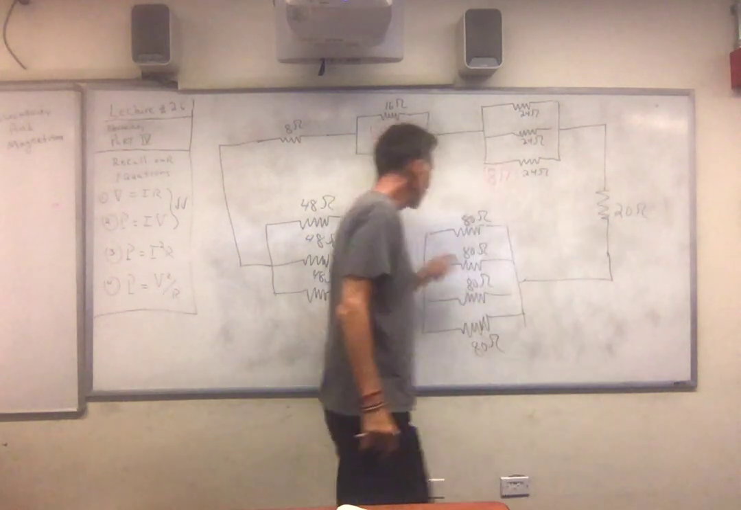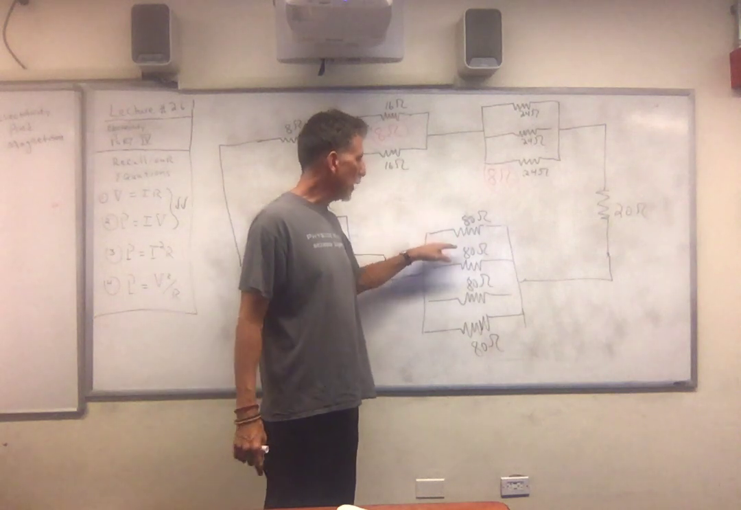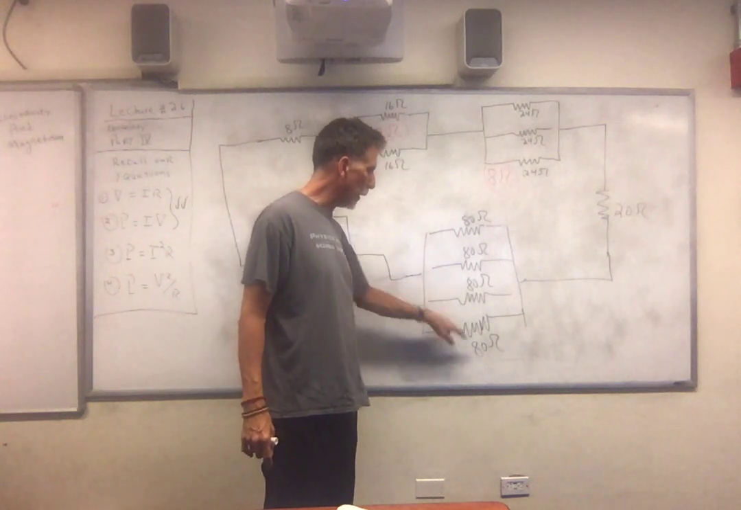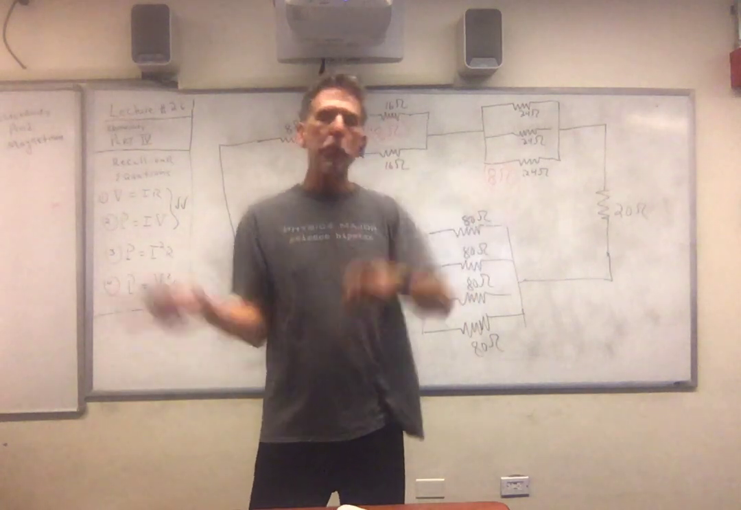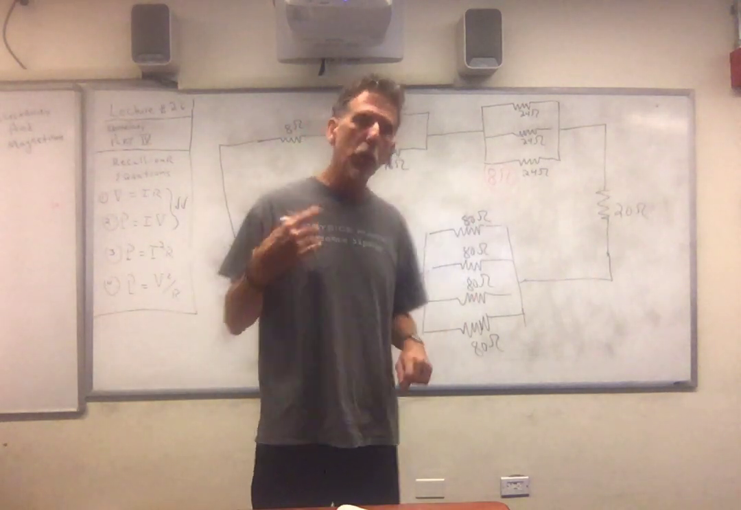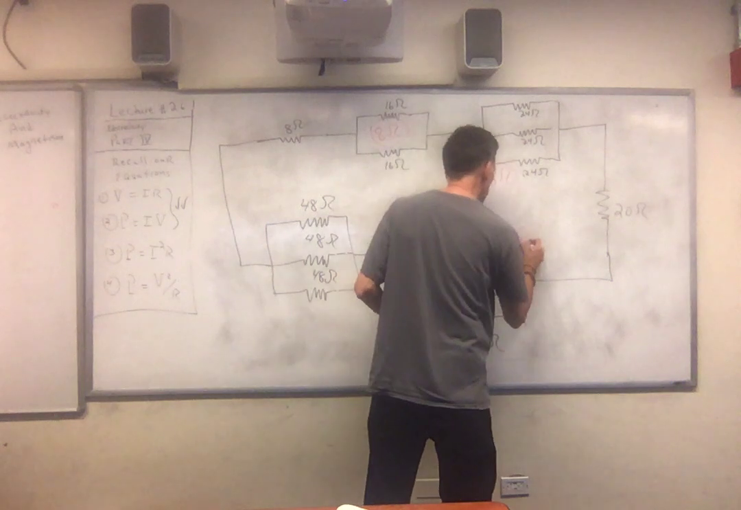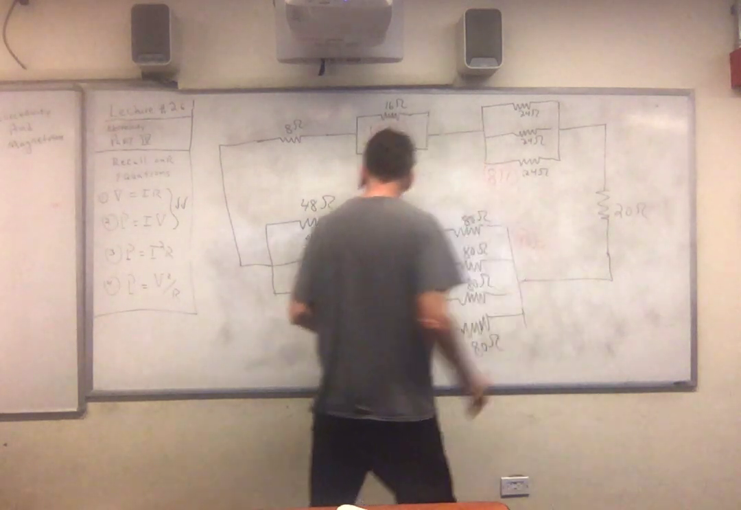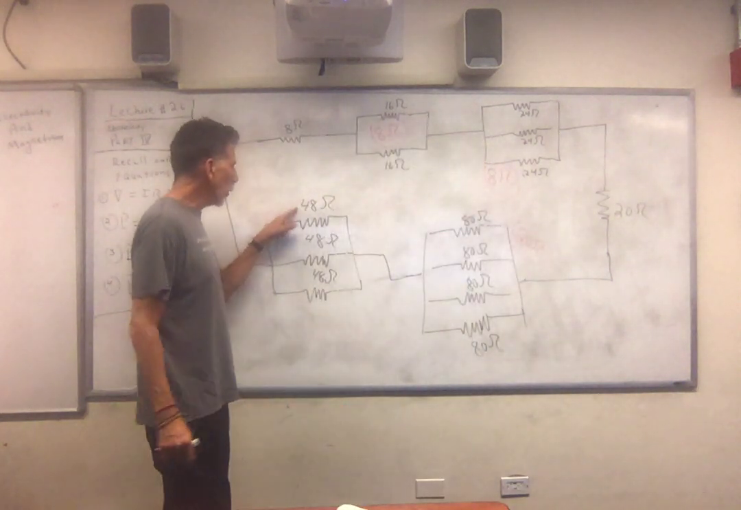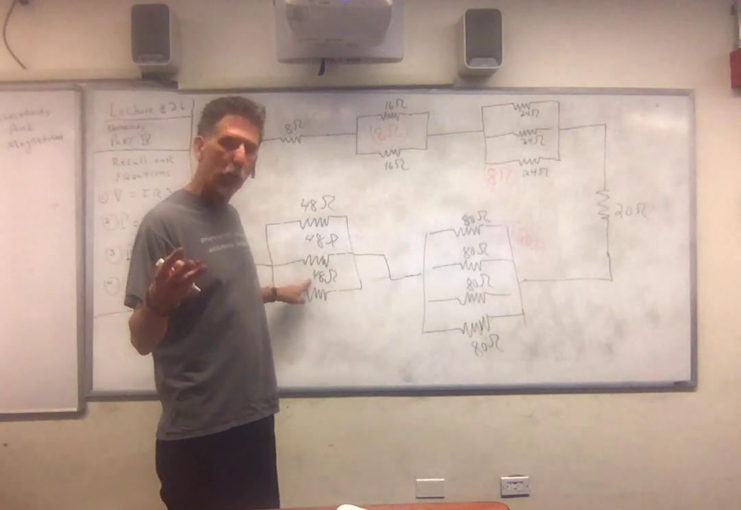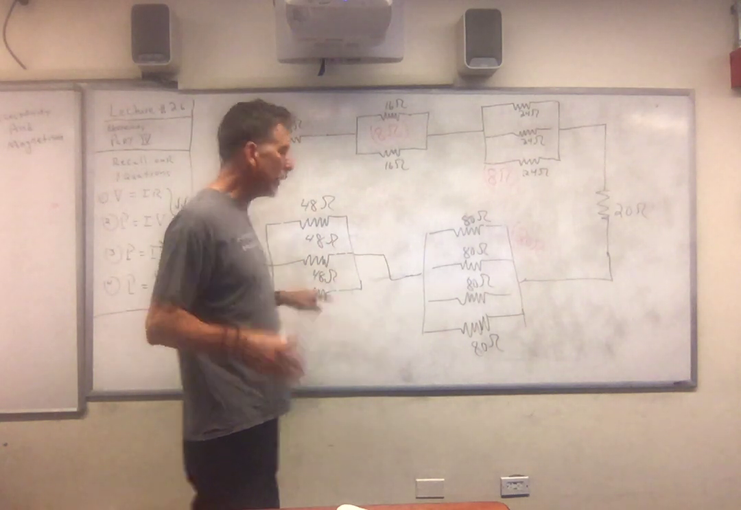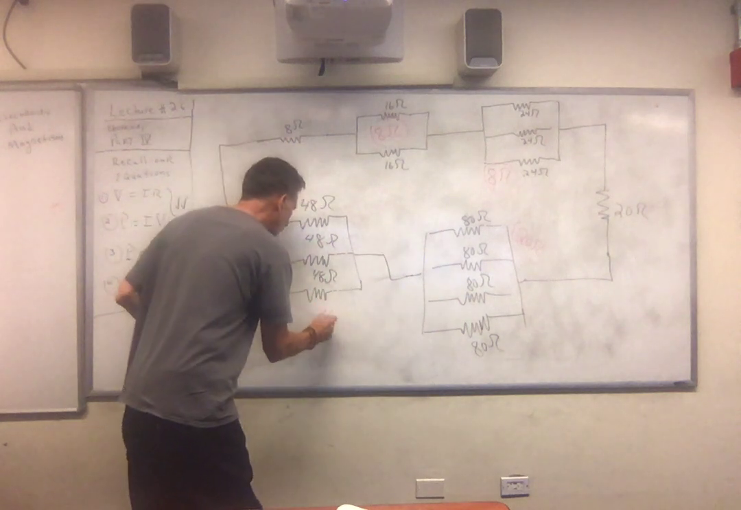There's 20 ohms. Let's look at this one. 1 over 80 plus 1 over 80 plus 1 over 80 plus 1 over 80 is 4 divided by 80. Flip it. 80 divided by 4 is 20 ohms. And finally, 1/48 plus 1/48 plus 1/48 is 3/48. Flip it. 48 divided by 3, 16 ohms.